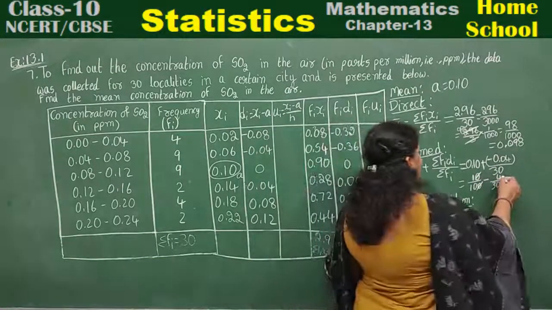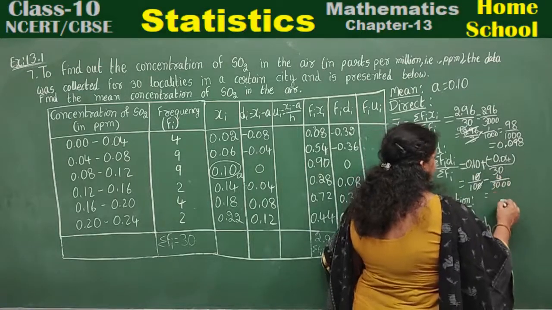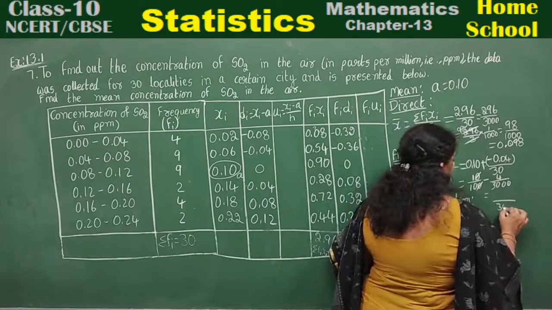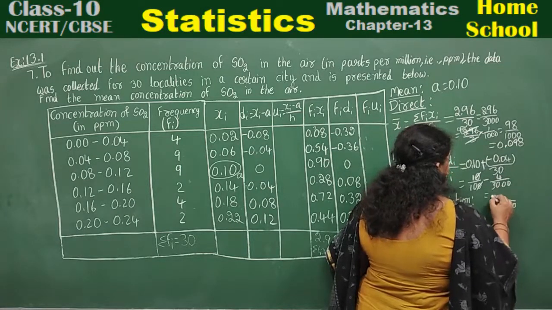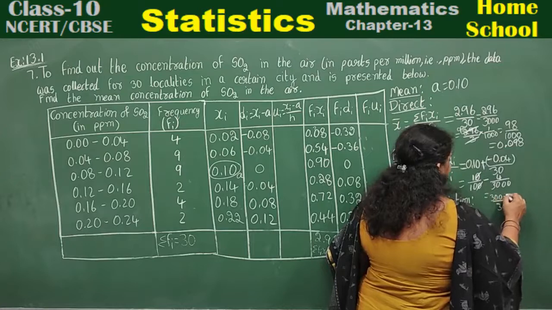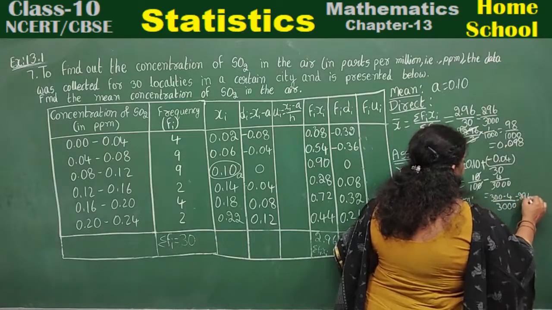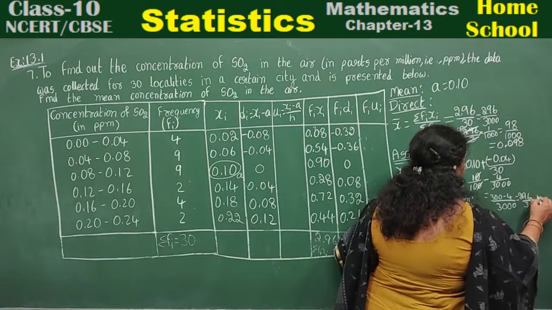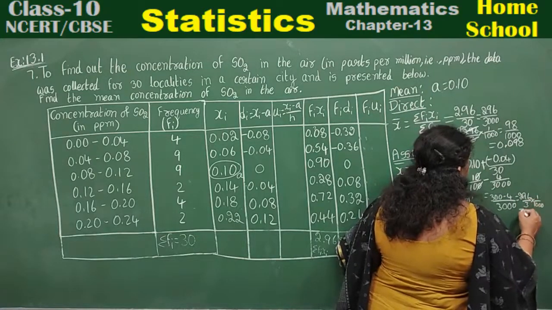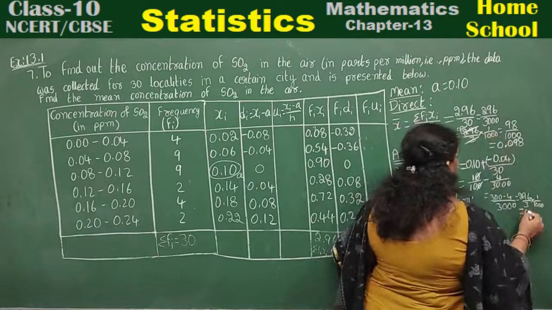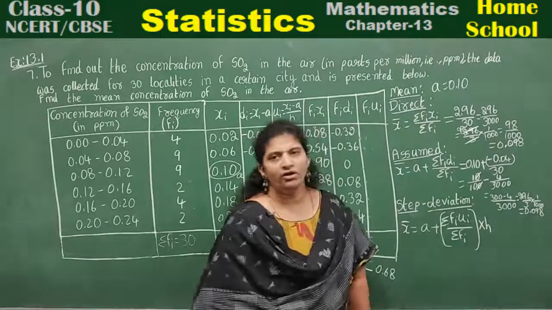And here, you cannot cancel, so let me do LCM. 3000, and above 300 minus 4. That will be 296 by 3 into 1 by 1000. So again, in the same manner, what did you get? There also you get the same answer, 0.08.